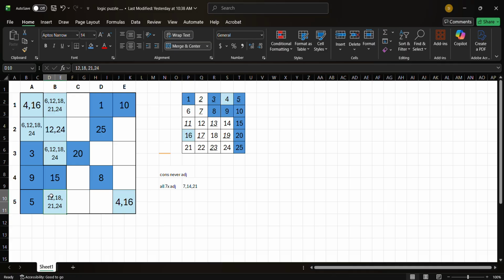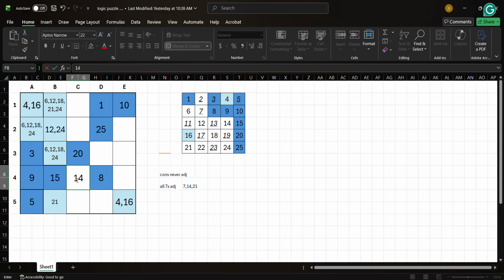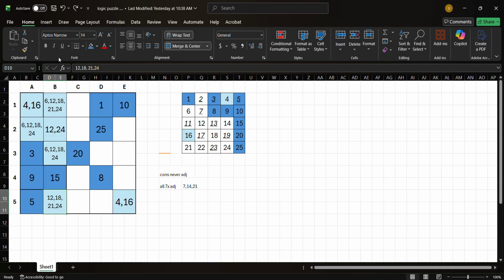Okay, so if that was 21, it's not, but just say it was, we'd have to have a 14 in one of these two spots. If we put it there, it's adjacent to the 15, doesn't work. If instead we put it there, still adjacent to the 15 because diagonals count as adjacent. So 21 can't go in that spot. So we can take 21 out of that spot, which leaves us with, I believe, only one spot to put that in.